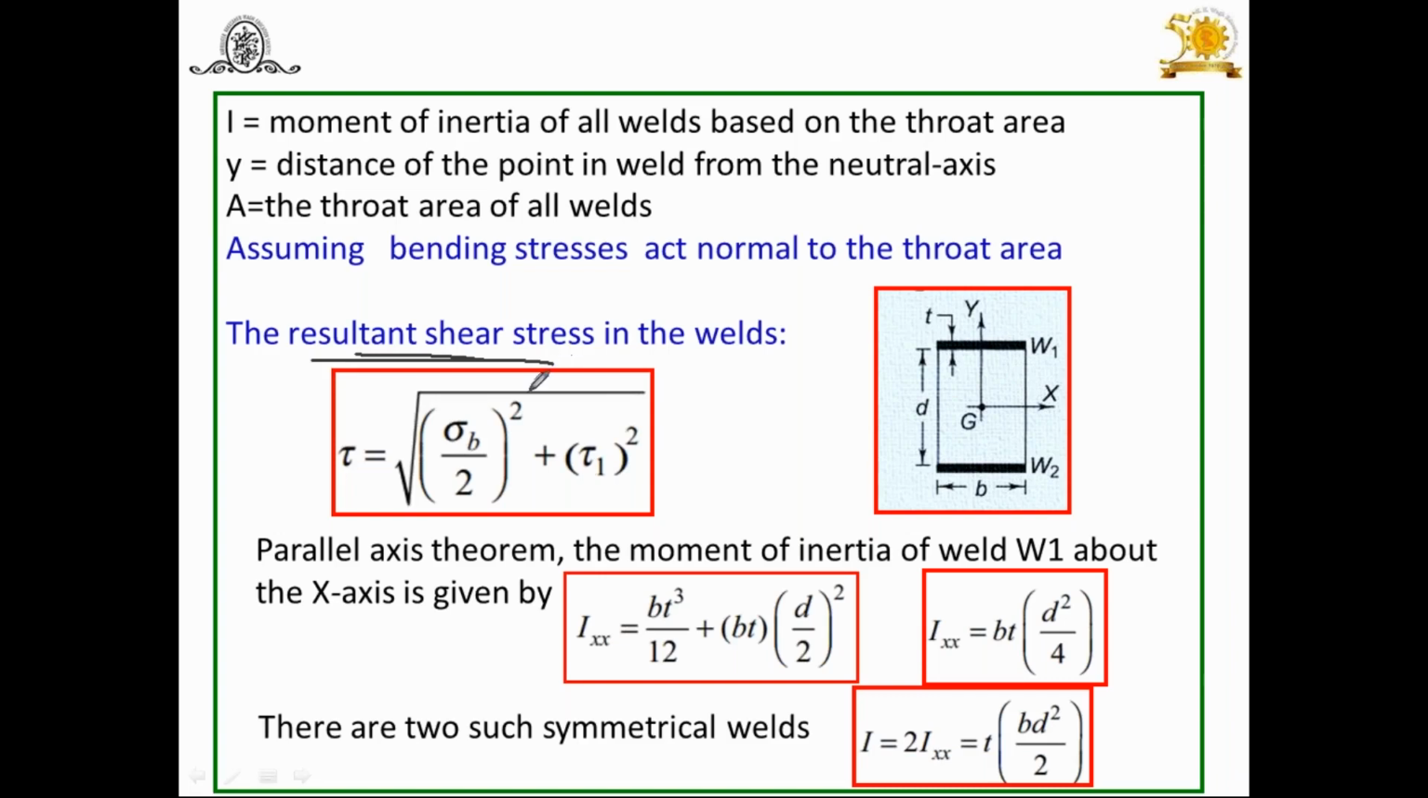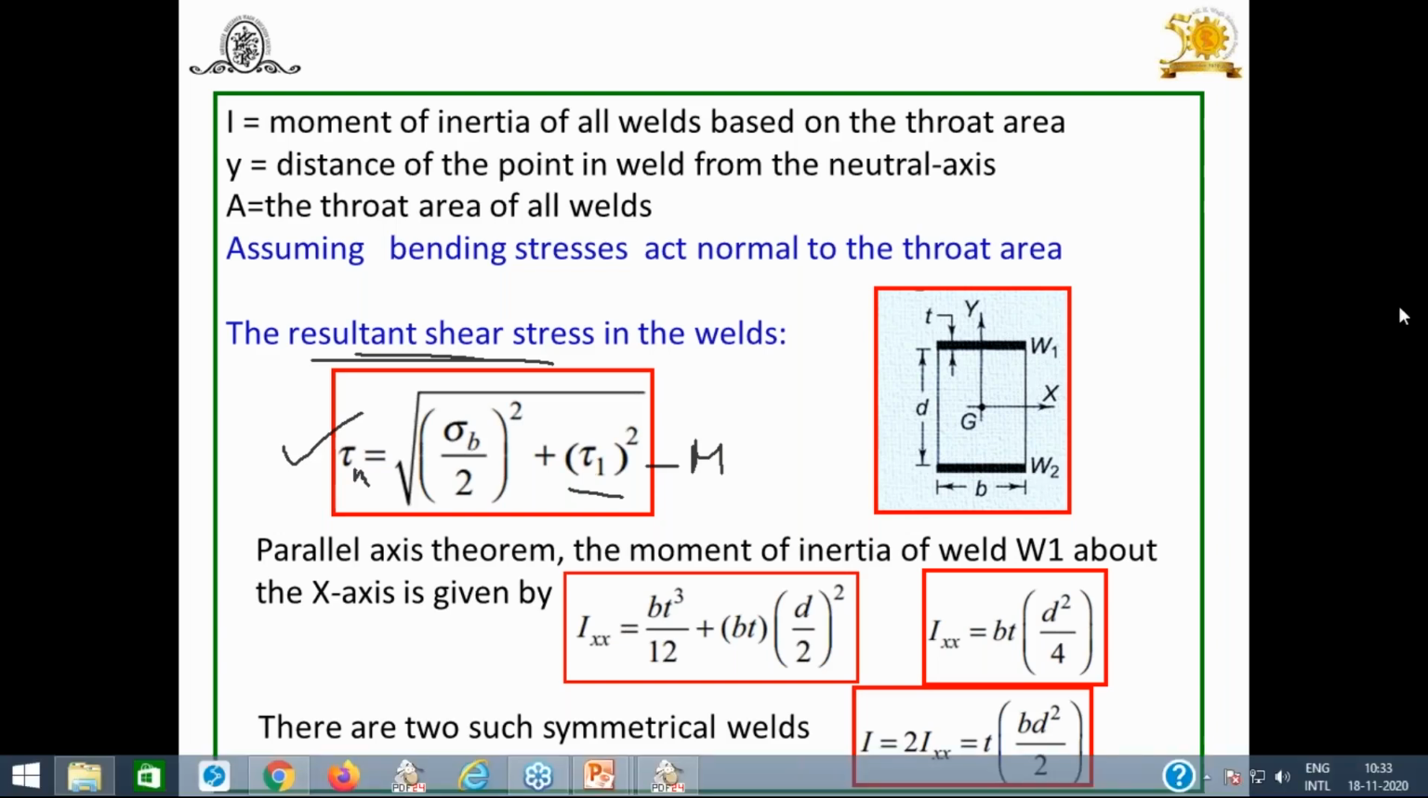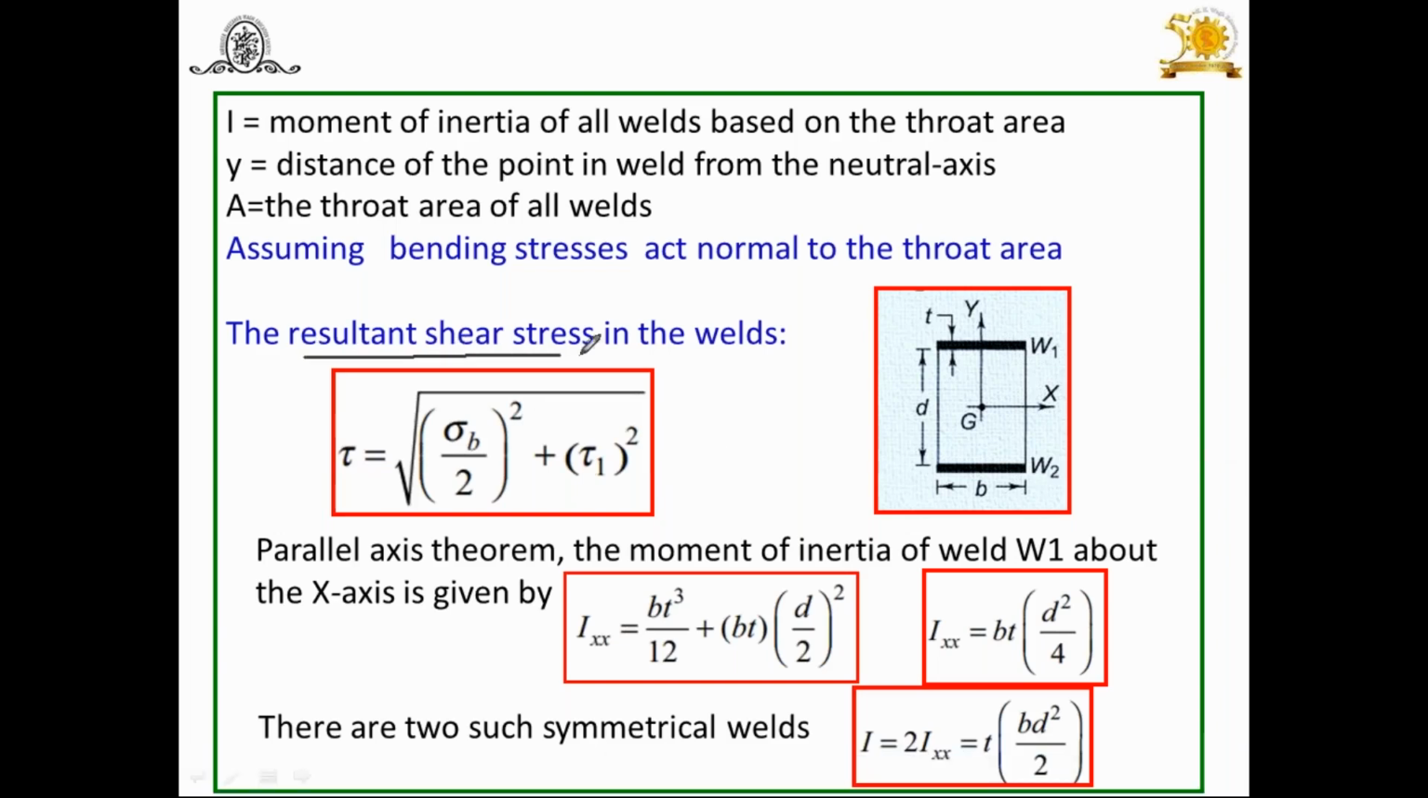But resultant shear stress means, again look at the relation. What relation I have put here? Tau max is equal to under root, sigma b by 2 bracket square plus tau 1 square. It's the maximum shear stress theory. So simply you can use this relation of maximum shear stress theory. So you will get tau max.